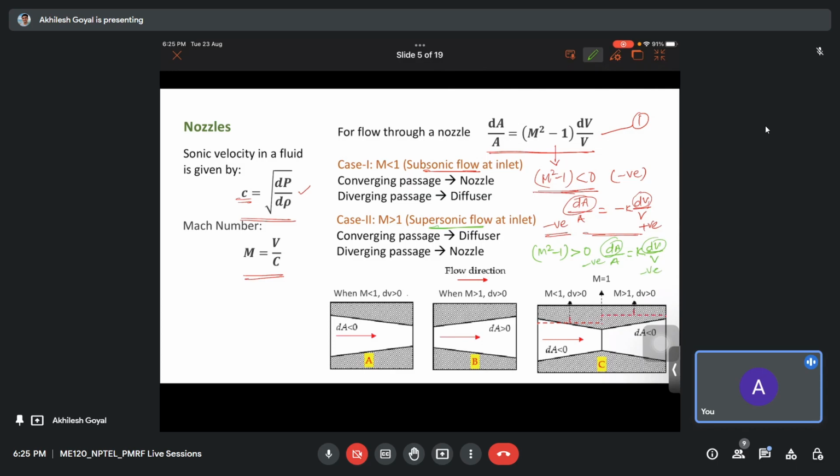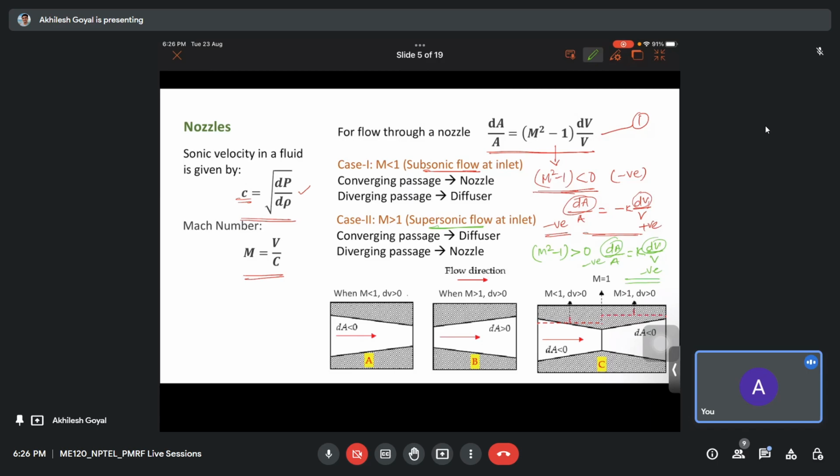That means for a converging passage, for a supersonic flow, that will work as a diffuser because as the area decreases, the velocity is also decreasing. Okay, but if we consider a diverging passage, the area is continuously increasing. So in the case of diverging passage, dA is positive, and to balance the equation, dV should also be positive. Means for a supersonic flow, a diverging passage will work as a nozzle. Okay, so this is the basic concept about flow through nozzles.